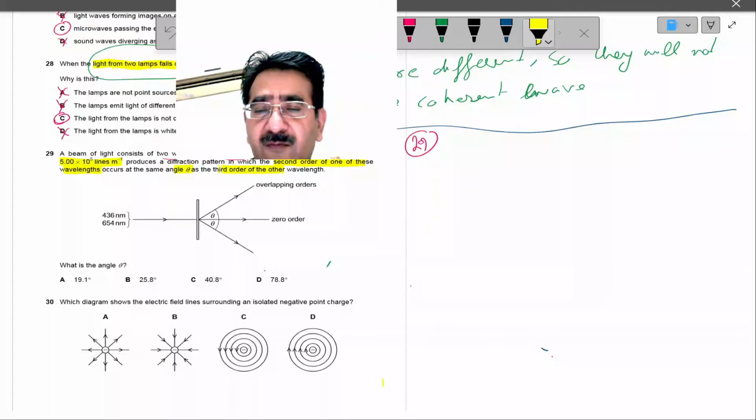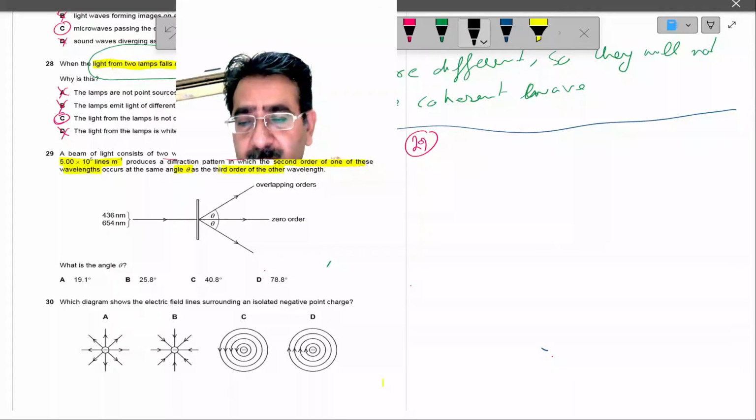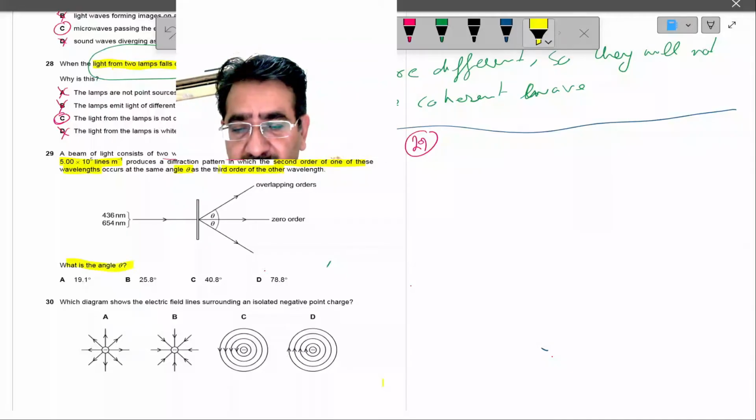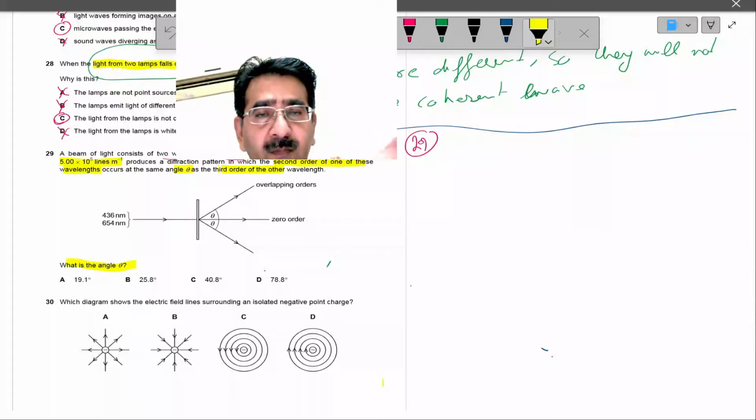The beam of light consists of two wavelengths. So what we have to find is the angle theta.